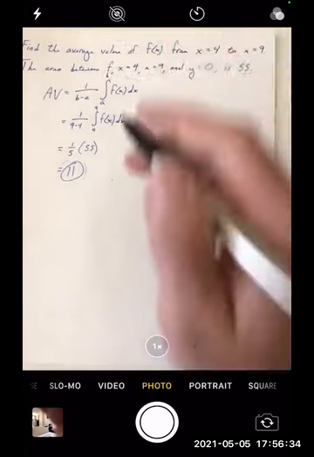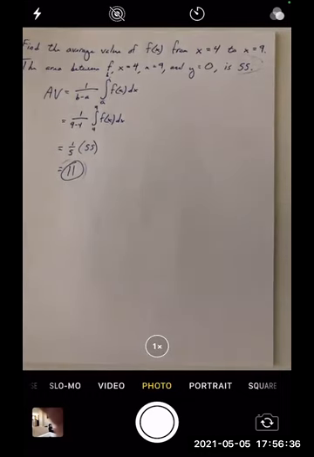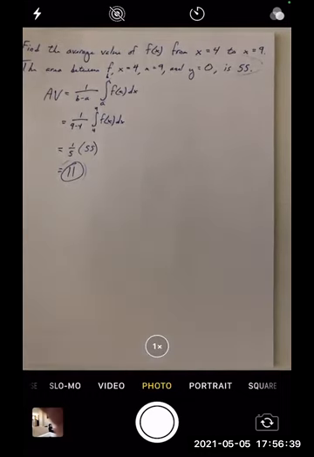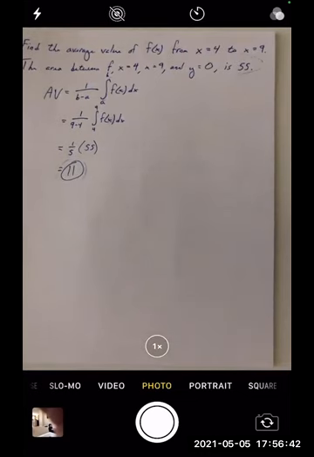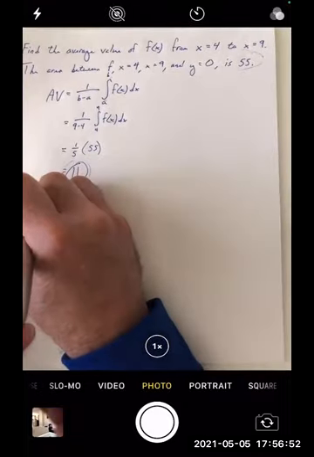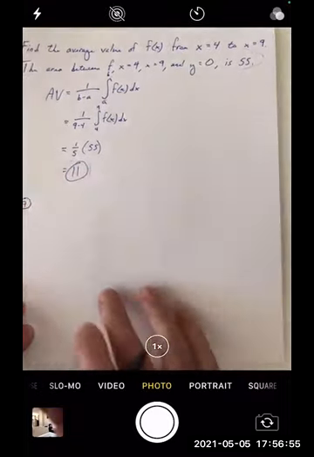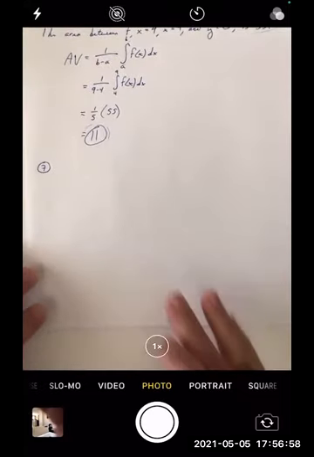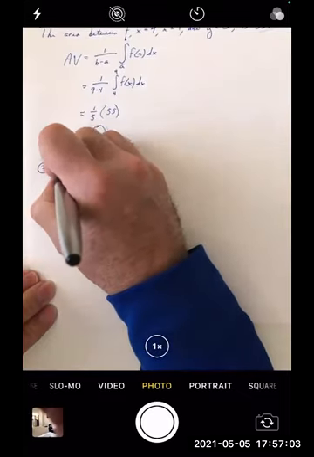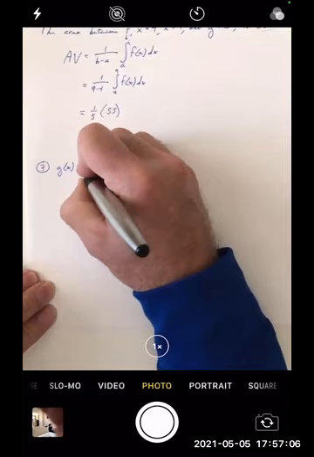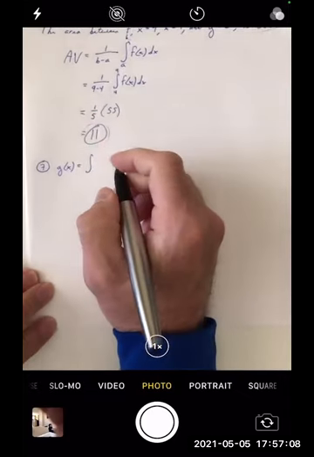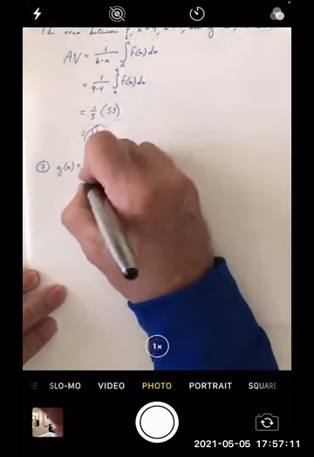Can we talk about number 7 on the study guide? Sure. Find it. Let g be a twice differentiable function. Okay. All right, so if we know that g of x equals the integral from a to x of f of t dt.